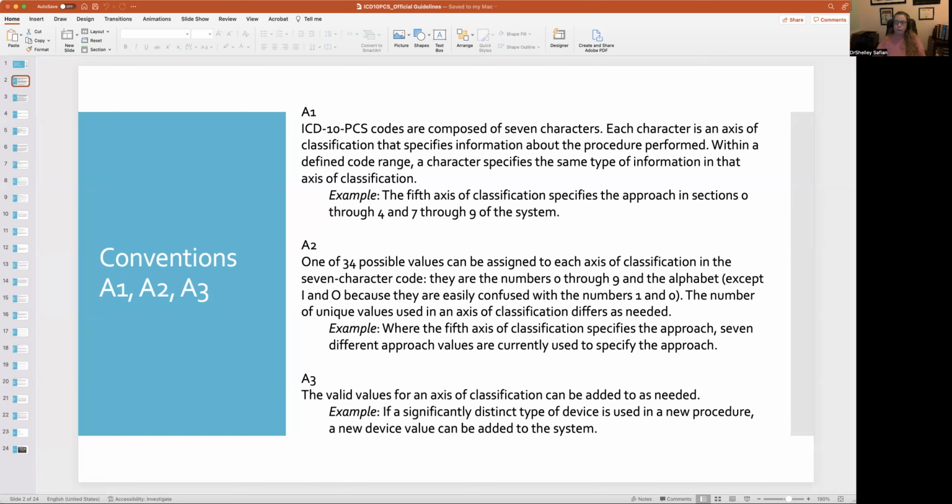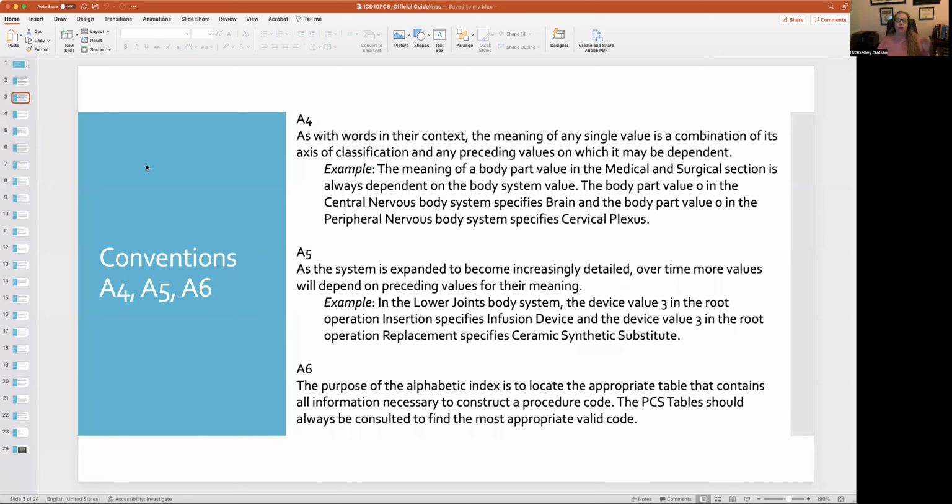Okay. All right. So I want you to make sure that you review these because, as I said, they will give you that proper foundation for using this code set. And remember, ICD-10 PCS is used only for inpatients in acute care hospitals.